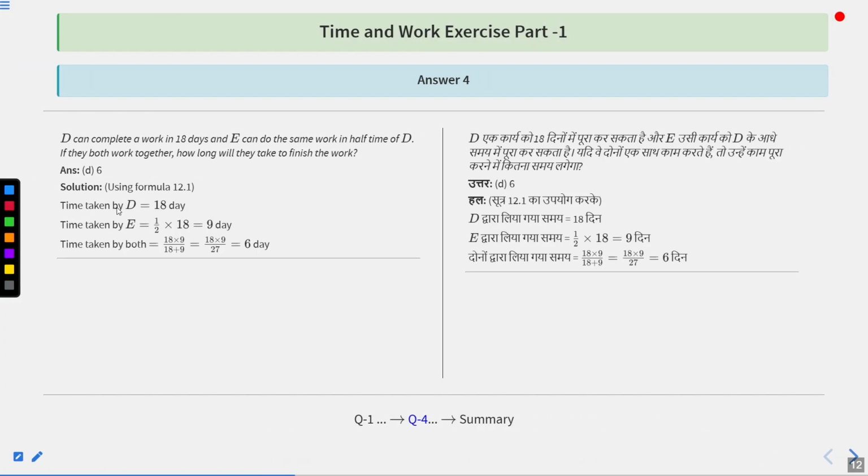Now, time taken by D was 18 days and time taken by E was half, that is half of 18, that is 9 days. So we can use the formula to find out the time taken by both. That is 18 into 9 upon 18 plus 9, that is 18 into 9 upon 27. That is 6 days. That means if they work together, they will complete the work in 6 days. Option number D is the right answer.